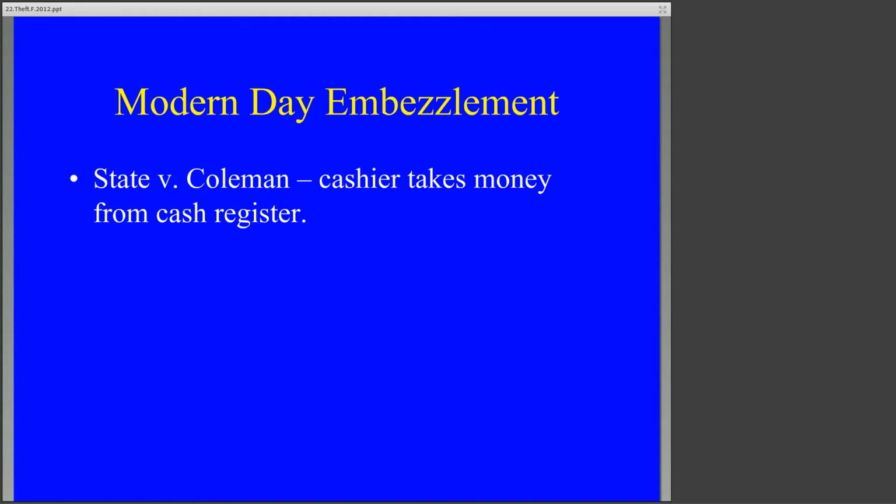Let's look at modern day embezzlement. The next case is State v. Coleman, where basically a Nathan Coleman was charged by bill of information with theft of U.S. property valued at more than $500. He worked for a Chick-fil-A restaurant in New Orleans Center.